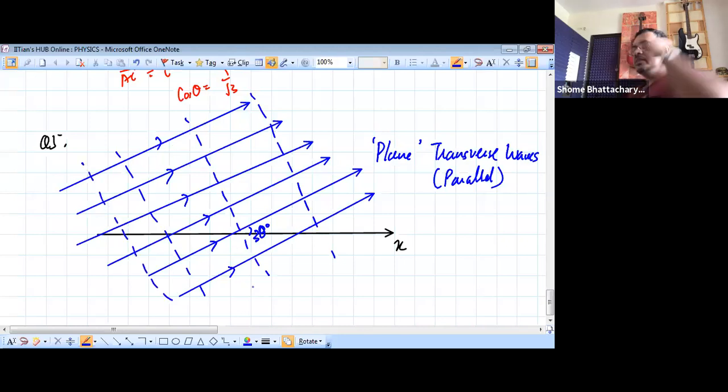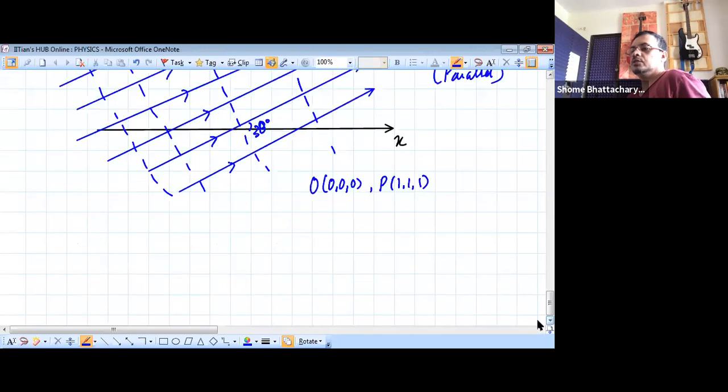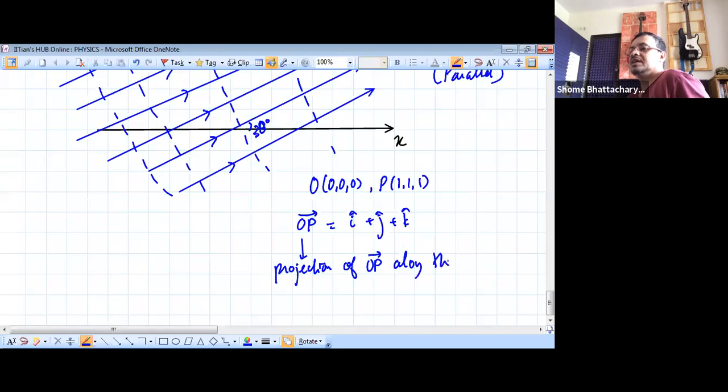So imagine this is in three-dimensional space, and you have the 2 points O, which is 0, 0, 0, and the point P, which is 1, 1, 1. Okay. So now what you have to do is find, so that the vector OP is I cap plus J cap plus K cap. Now you have to find the projection of OP along the direction of the waves.